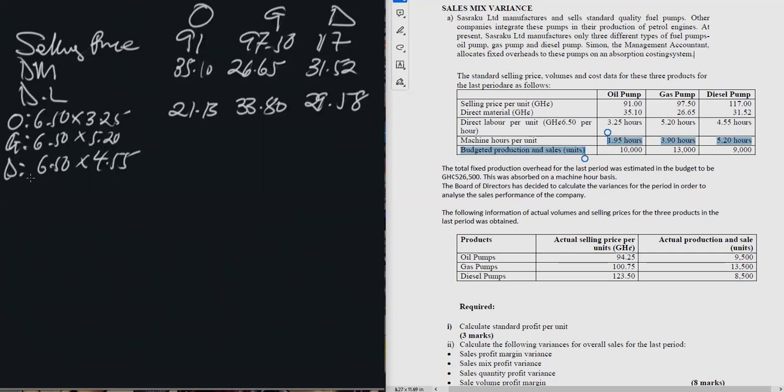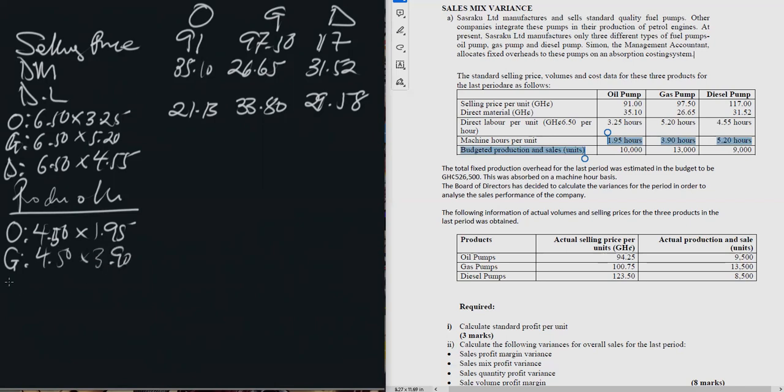Yes, we can do production overheads. We've got the rate, right? When you take oil pump, it was 4.50 cedis per hour, and we can see it's 1.95 hours for this one. For gas pump, the rate is 4.5 and we use 3.9 hours. For diesel pump, that gives us 4.5, the overhead absorption rate, times 5.2 hours. So we can get the figures straightforwardly.